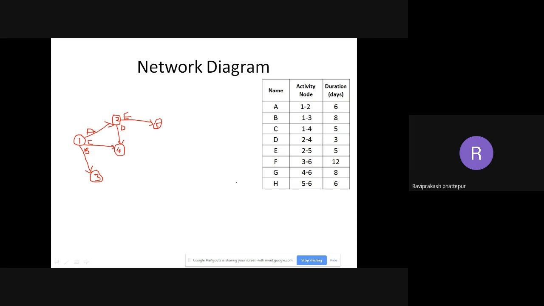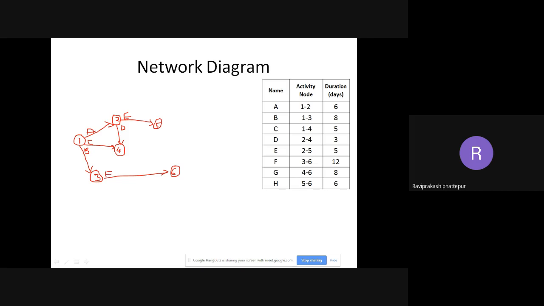Then 3 to 6. Where is 3? 3 is here. Is there any 6? No. So I'll draw a 6 here. 3 to 6 is F.